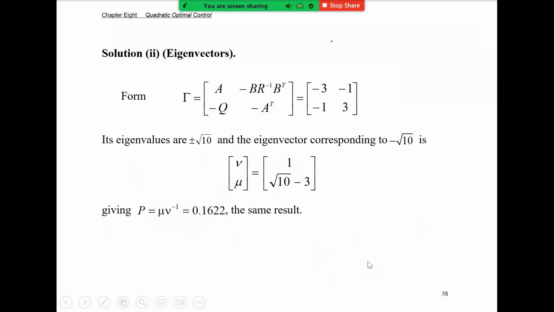Any questions on how we solve the Riccati equation using two different ways?